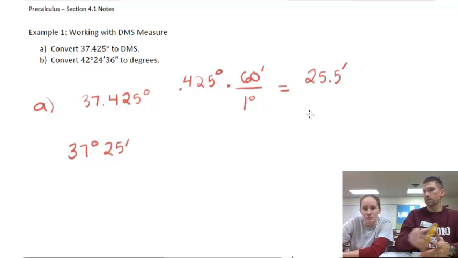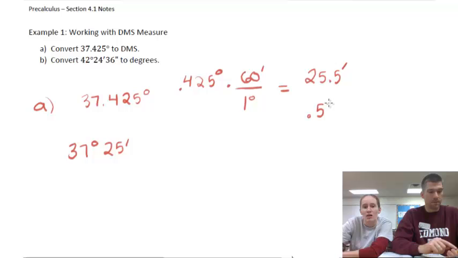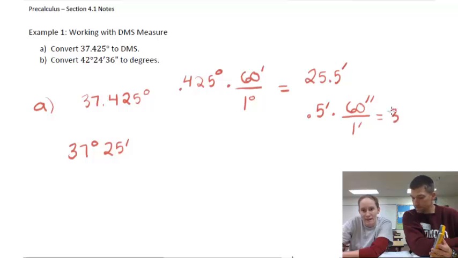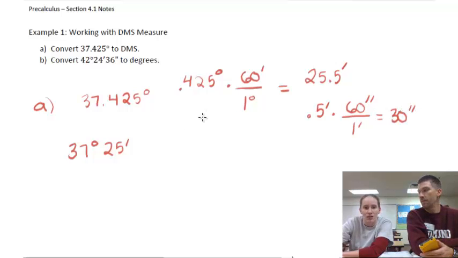And then to get seconds, we're going to take 0.5 times 60 again, because we're already in minutes. There are 60 seconds in 1 minute. Right. And it's 30. Works out perfect. How amazing is that? It's almost like it was planned.